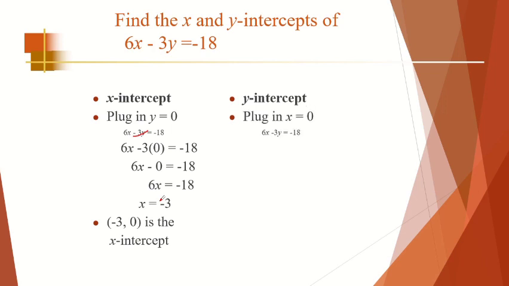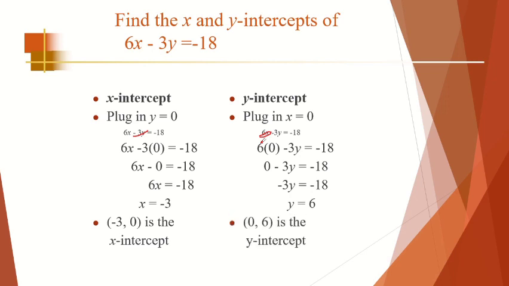While for your y-intercept, we have negative 3y equals negative 18. Then divide both sides of the equation by negative 3, and you will get positive 6. Therefore, 0, 6 is your y-intercept.